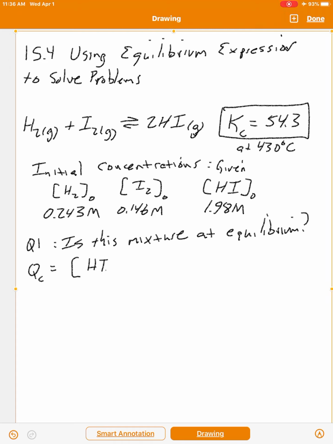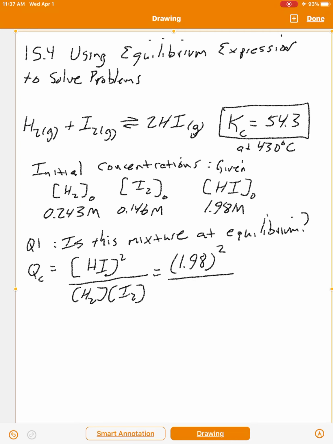Q would be the concentration of HI, remember squared, right, because of the 2, divided by the concentration of H2, divided by the concentration of I2. Coefficients there are 1, so it's to the first power. So now you just put your numbers in. 1.98 molar squared, don't forget to square it, divided by 0.243, divided by 0.146. Okay. So now we do that calculation. So this is the first calculation we're going to do here.